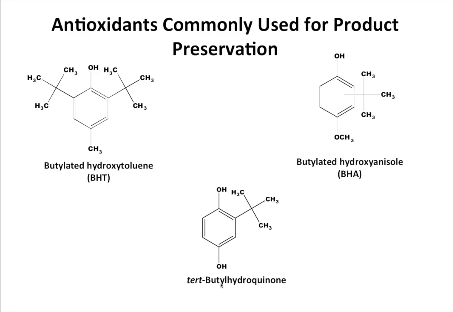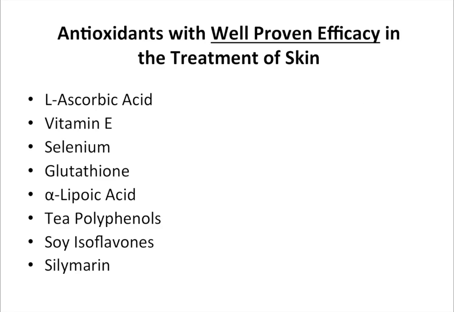We also have tertiary butyl hydroquinone, whose structure is given here with two hydroxyl groups and one tertiary butyl group. In this case, a proton can be given by either up here in this OH or in the para position as well. So those were for the formulation.